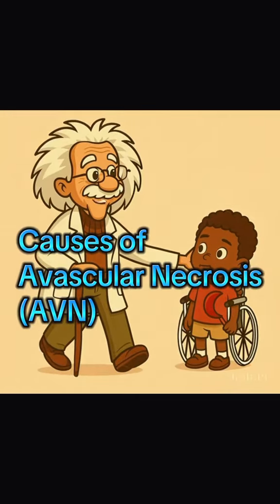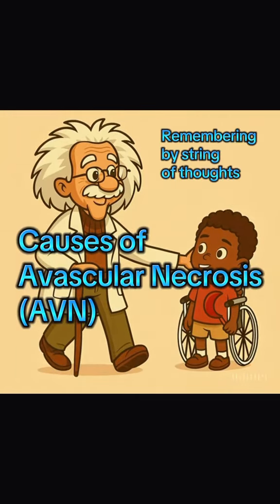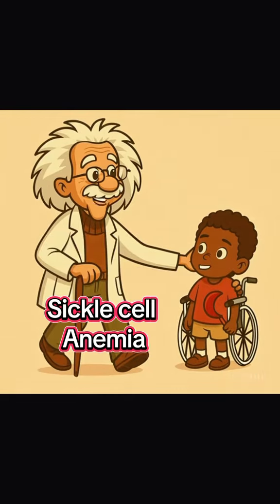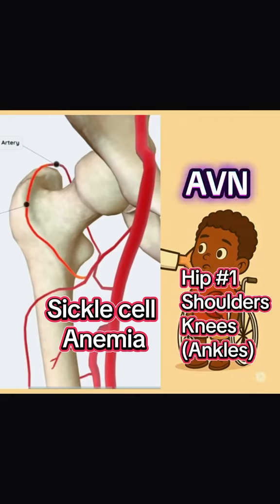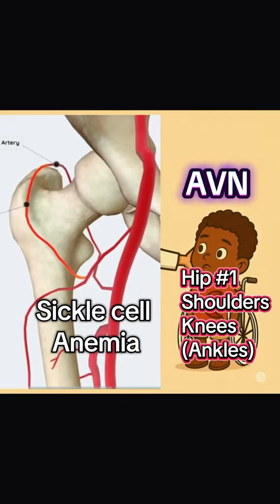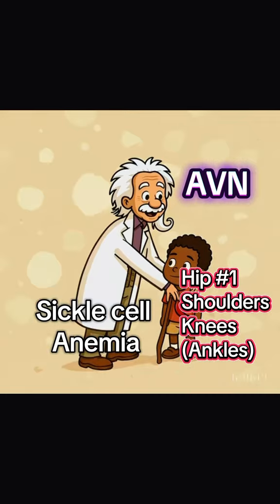A review on the causes of avascular necrosis. Let's start the story with a scientist who wanted to help a patient with sickle cell anemia. Sickled red blood cells can occlude the vasculature of bones, where the hip is the most common site, but can also occur in the shoulders and knees.